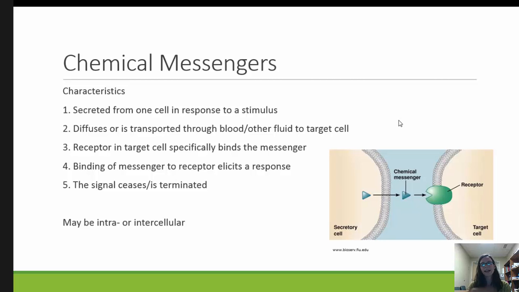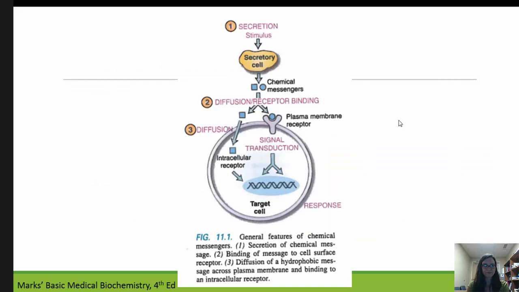And then the signal ceases or is terminated. Right, it's not going to perpetually bring the glucose into the cell. It stops when the signal stops. So when our blood glucose gets to a normal level, the signal stops, the insulin is not released, and we've met homeostasis. So this is all of the properties of a chemical messenger.